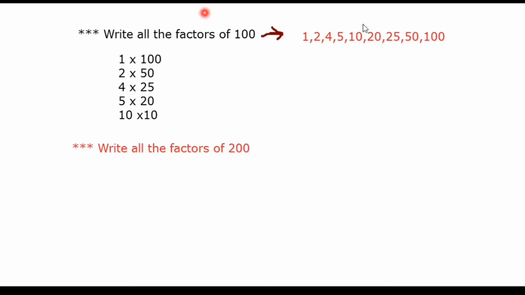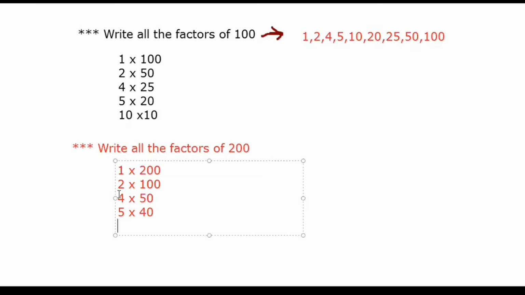Okay, Kavit. Tell me. Factors, sir. Yes, before telling the factors, tell me how you find it. One times 200. Okay. Two times 100. Very good. Three times, you know. Four times 50. Very good. Five times 40. Okay. Six times, seven times.